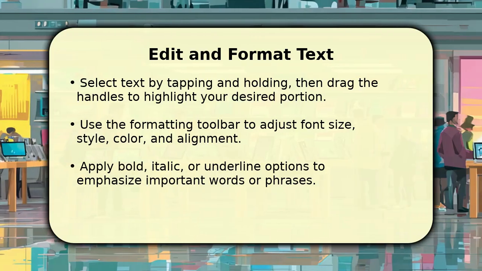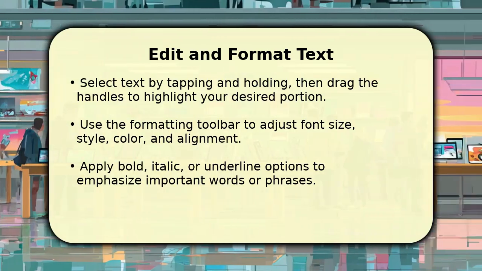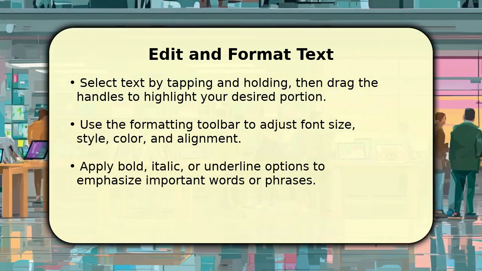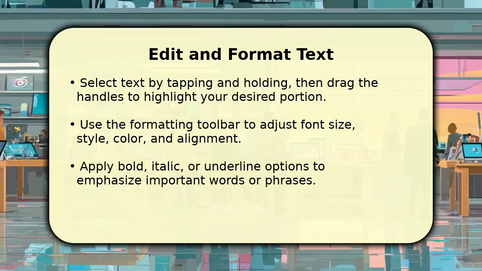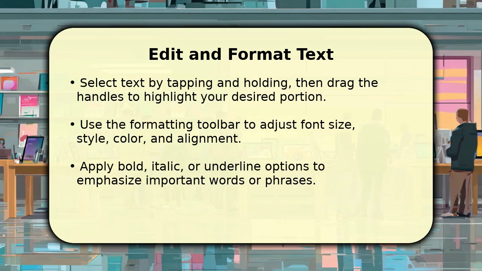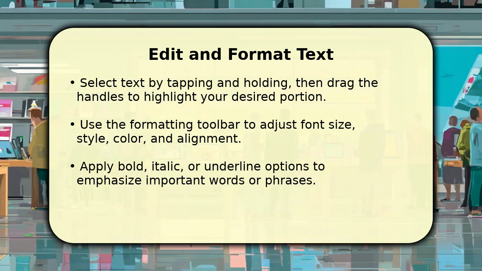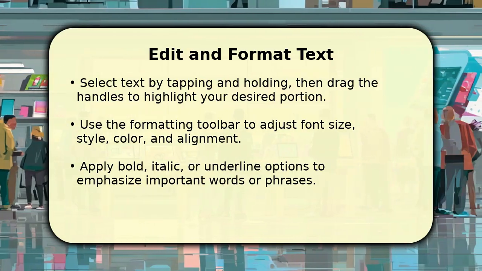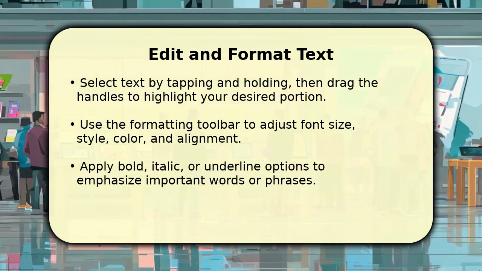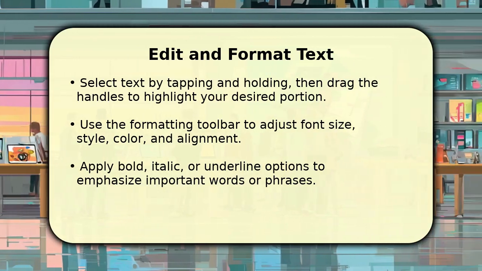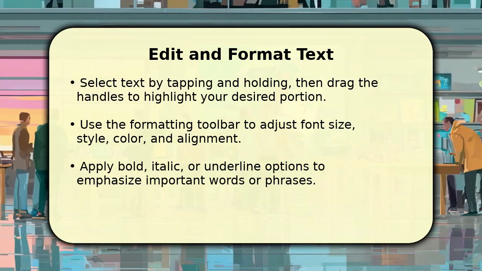Once your document is open, editing is intuitive. Tap and hold any word to select it, then drag the blue handles to highlight larger sections of text. A floating toolbar will appear, offering options to change the font, adjust its size, or alter its color. You can also apply bold, italic, or underline formatting with a single tap. Experiment with these tools to make your document visually appealing and easy to read.